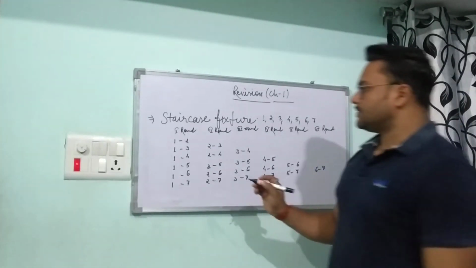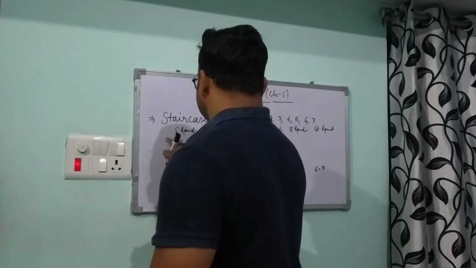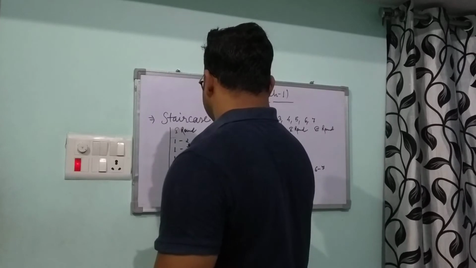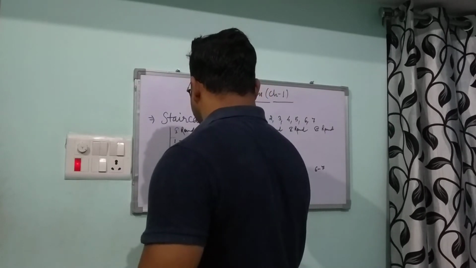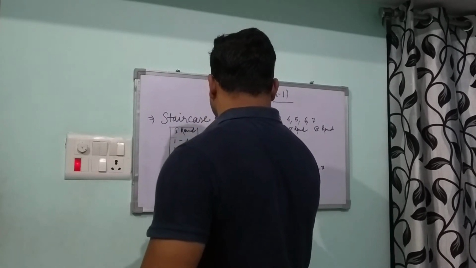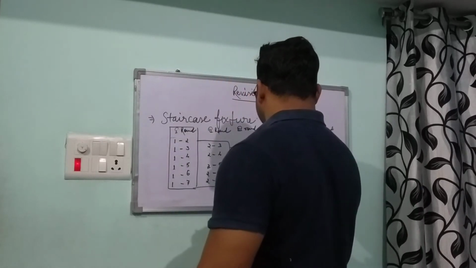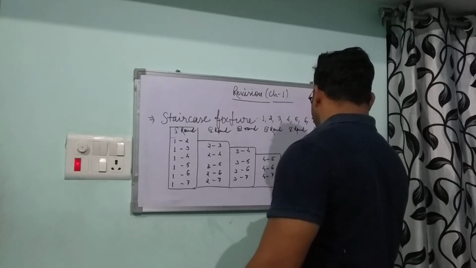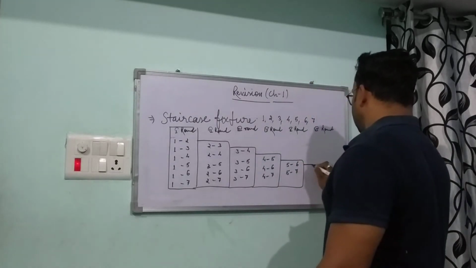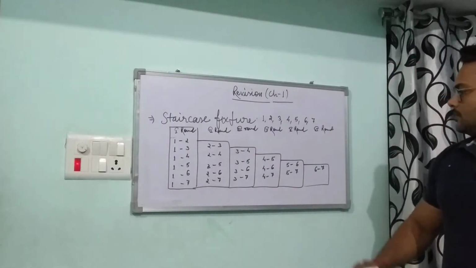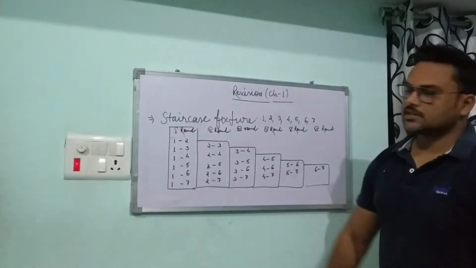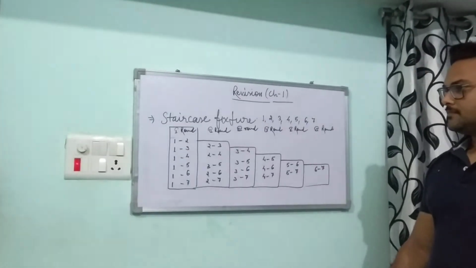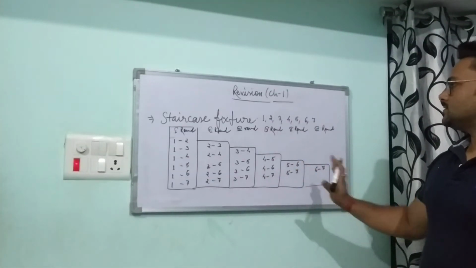So you can see this. It is the first round, it is the second round, it is the third round, it is the fourth round, it is the fifth round, and it is the sixth round. So you can see this stair-like structure. That is why it is called the staircase fixture. This is the way to arrange the teams.